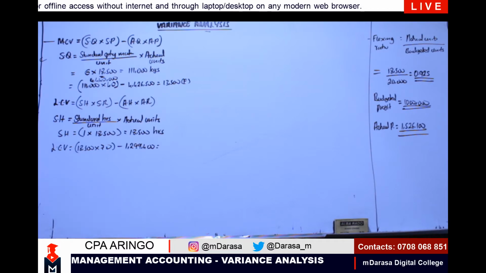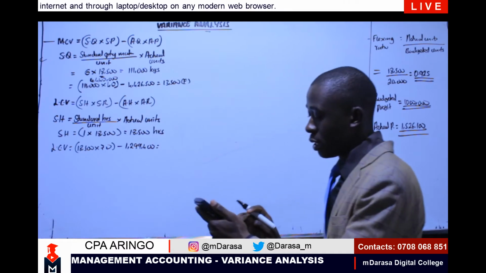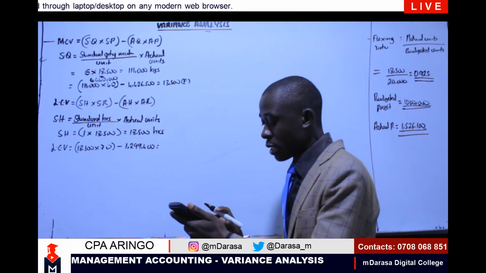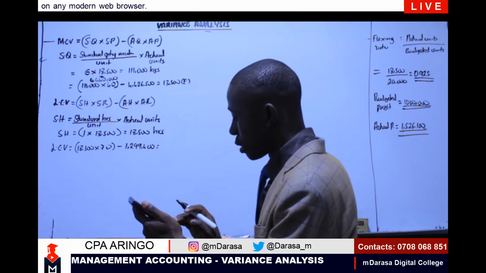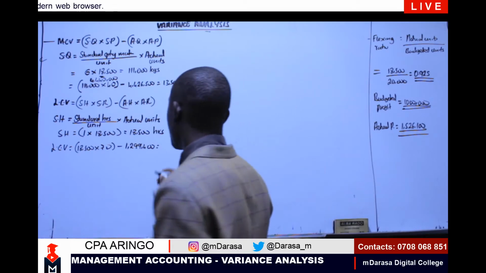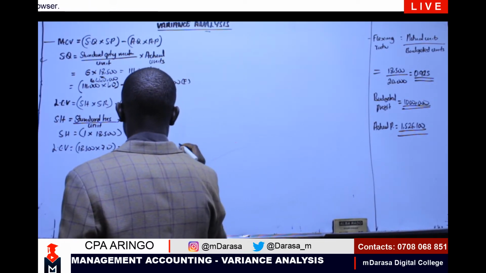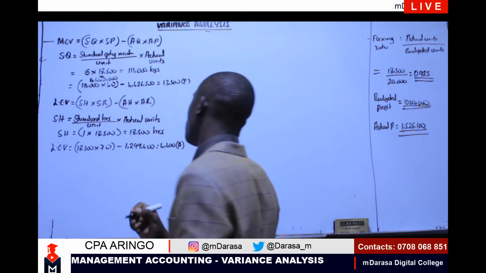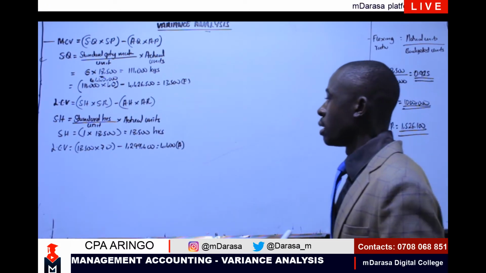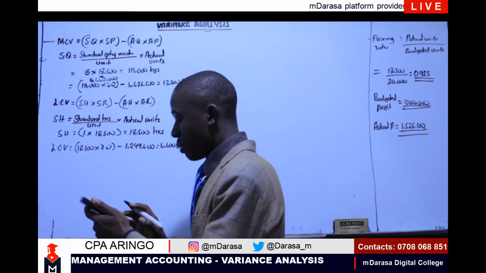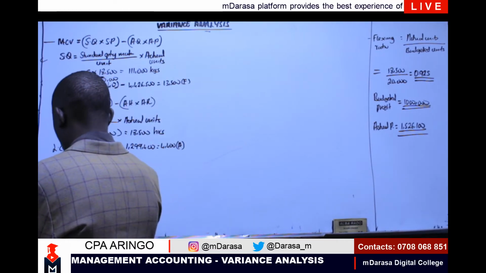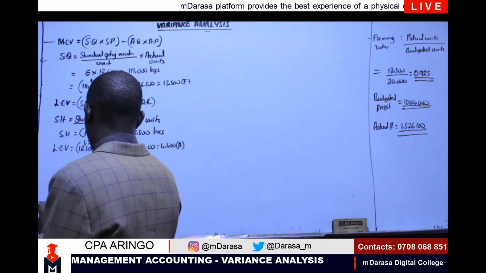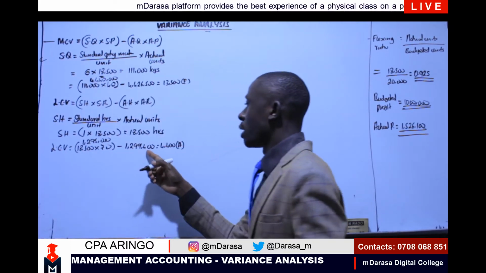Very confidently, I can now determine our variance by taking 18,500 standard hours times 70. We less 1,299,400. That should give us 4,400. And this time around, this is an adverse variance, because I had budgeted to spend 1,295,000 in relation to labor, but we ended up spending more than what we had anticipated.